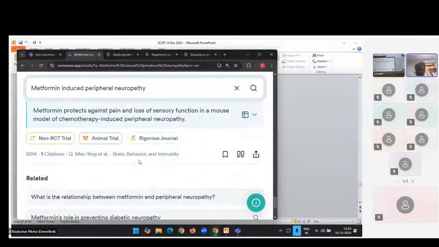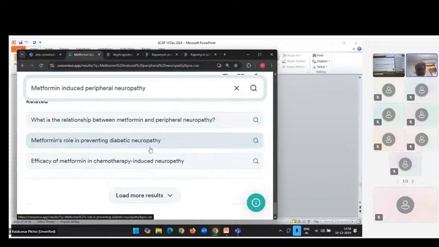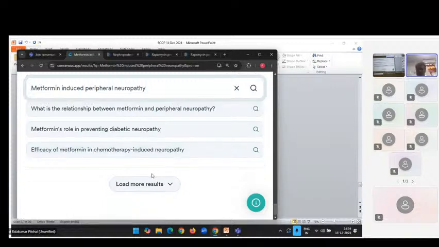So these are the 10 key articles relevant to the search term you have entered through Consensus. Now see what questions other people have asked. What is the relationship between metformin and peripheral neuropathy? People have asked. Metformin's role in preventing diabetic nephropathy. People have asked. Efficacy of metformin in chemotherapy induced neuropathy. People have asked. So this information you will also get.